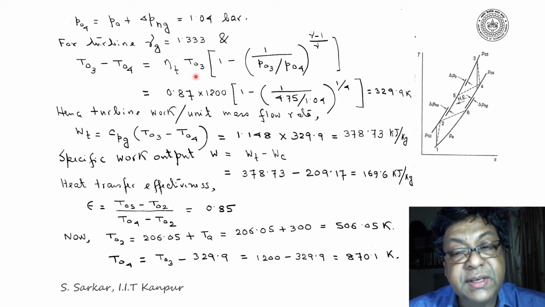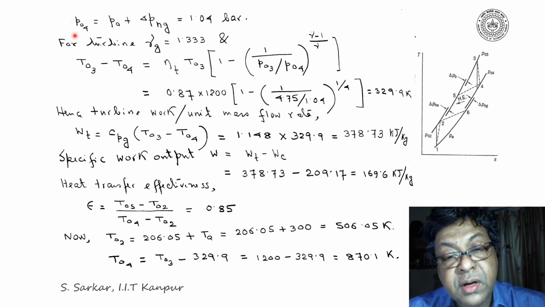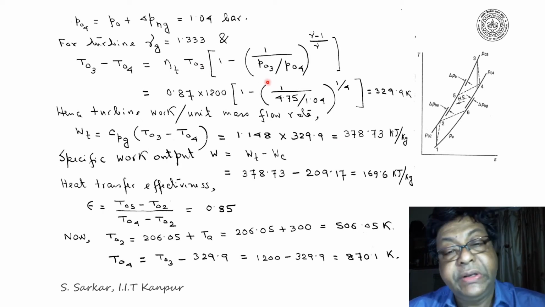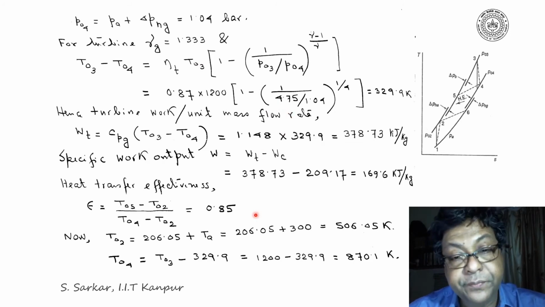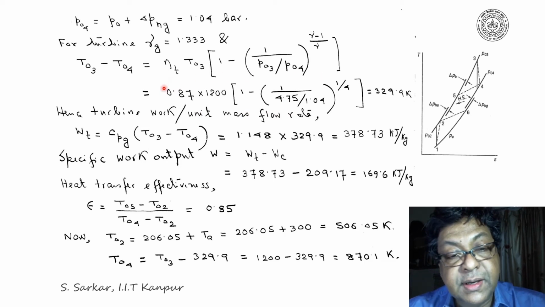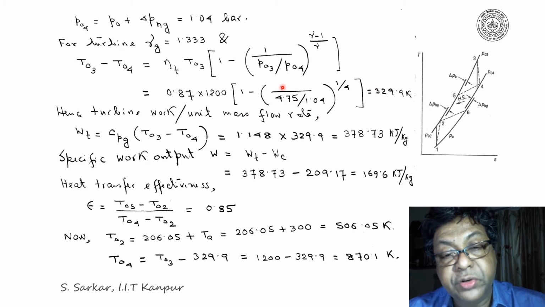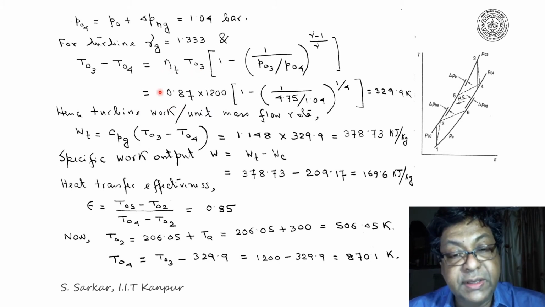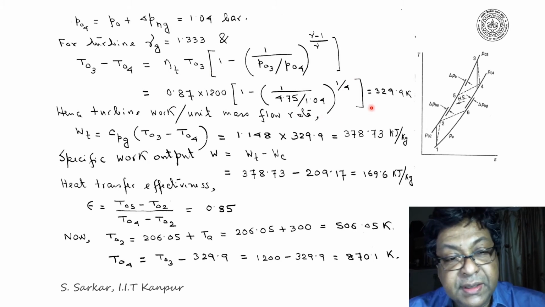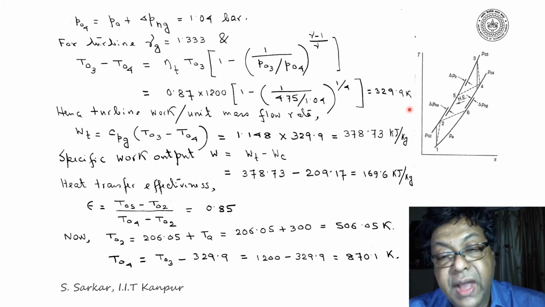Now here eta T is given as 0.87. T03 is the maximum temperature of the cycle, which is also stated as 1200 Kelvin. P04 is calculated as 1.04 bar. P03 also I have evaluated as 4.75 bar. Thus, all the quantities are known now. Now, if we put all the values of P03 by P04 and eta T and T03, T03 minus T04 would be 329.9 K.